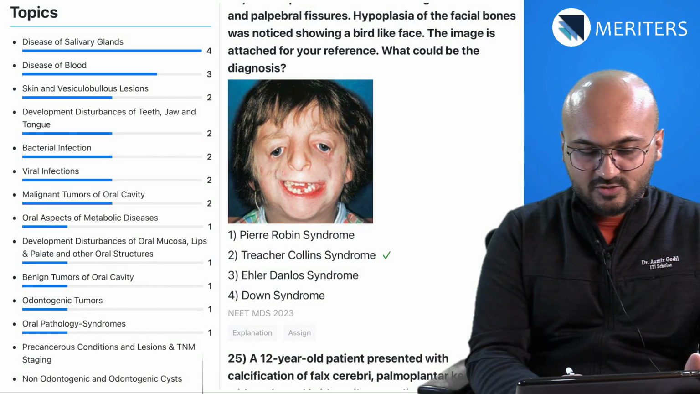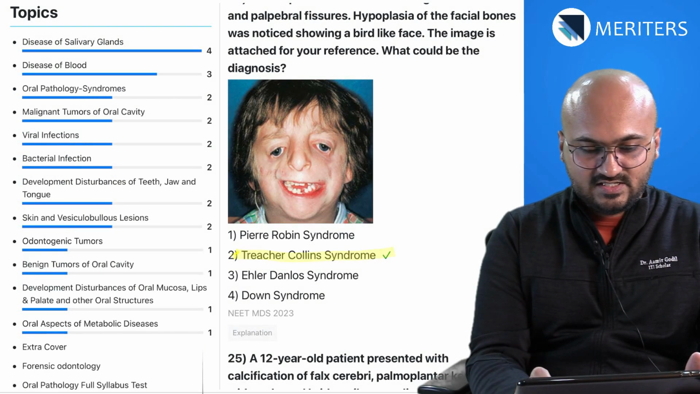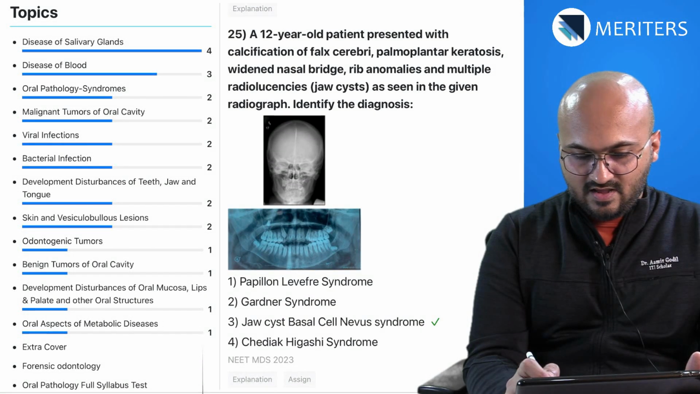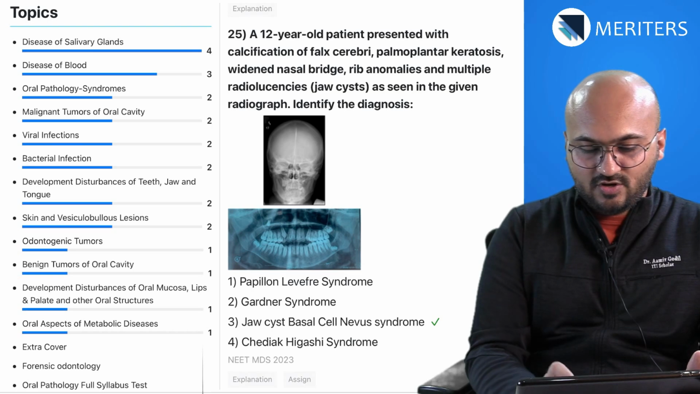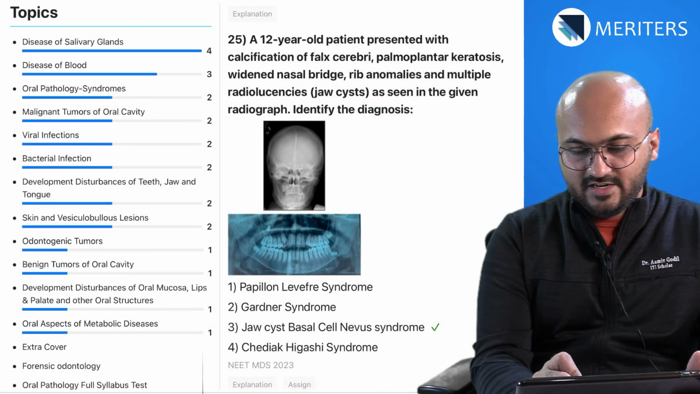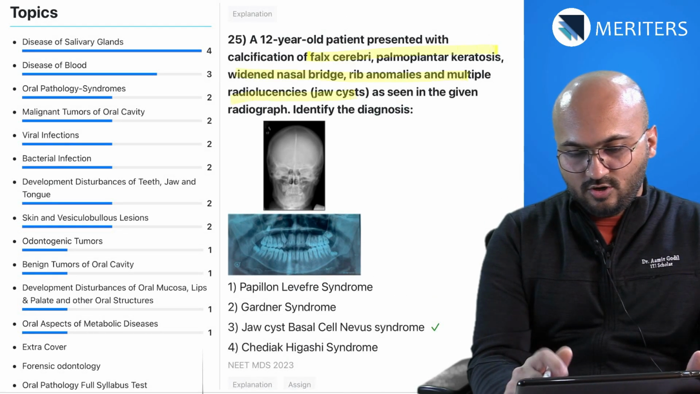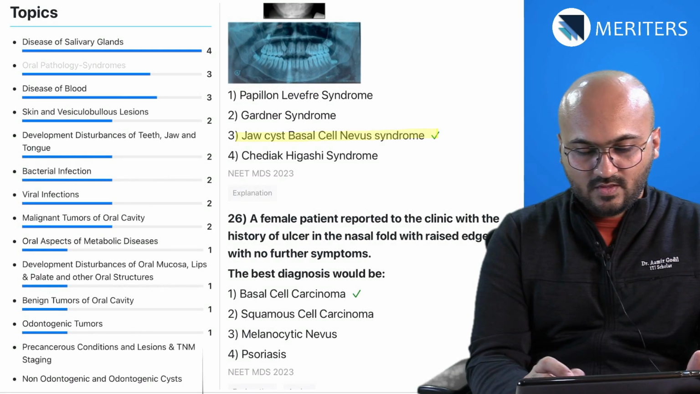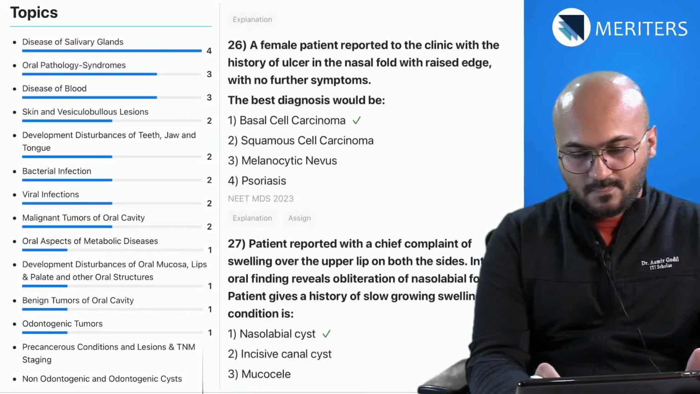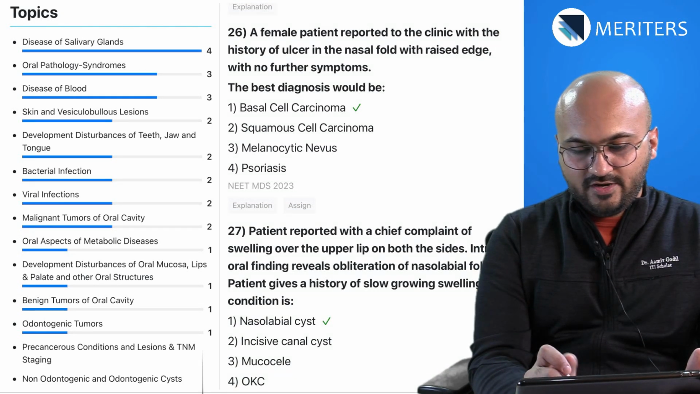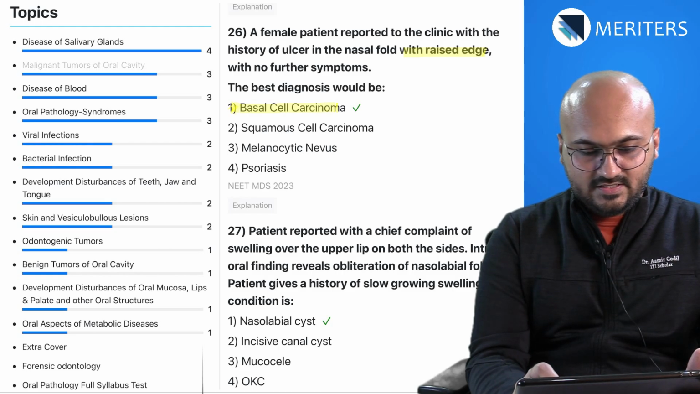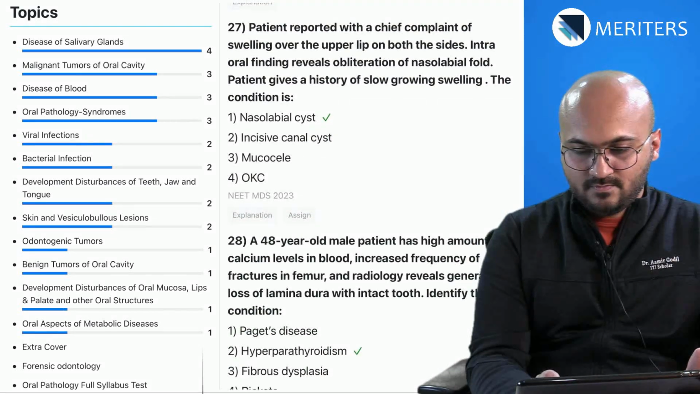Then this is an image-based question of Treacher-Collins syndrome. We'll classify that in syndromes. Then here we have a radiograph, skull radiograph and OPG and all the description of jaw cysts. So that's jaw cyst basal nevus syndrome. Then a patient reported to the clinic with raised edges, no further symptoms. That's basal cell carcinoma. Let's assign it to malignant tumors.